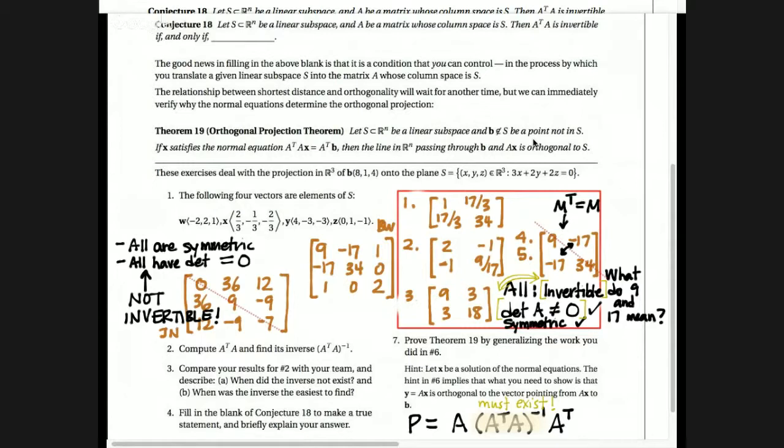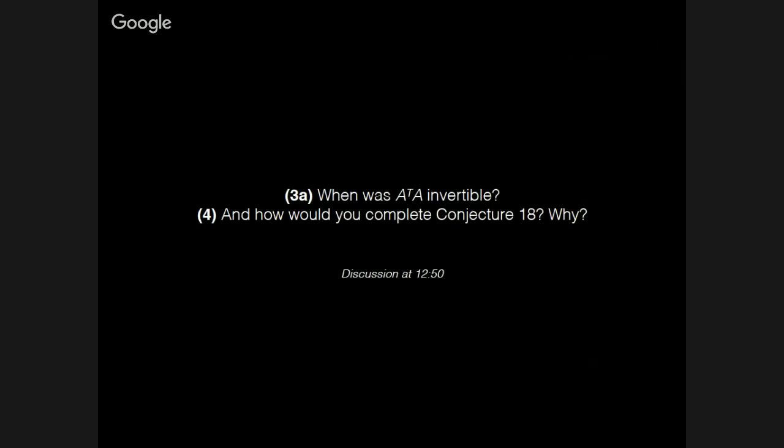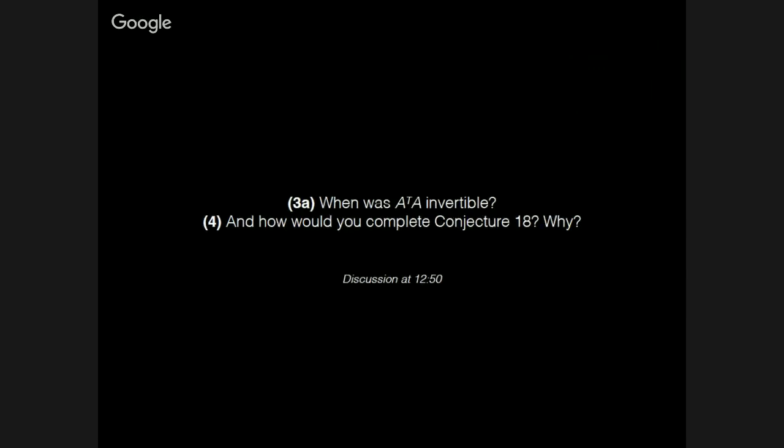So clearly something has changed between the 2x2 example and the 3x3 example. All of your 2x2 A transposes were invertible. Your 3x3 A transposes were not invertible. So coming back to this set of questions: when was A transpose A invertible? In this example, I think you would agree that in the 2x2 cases it was invertible when we chose 2 vectors for A, but not 3.